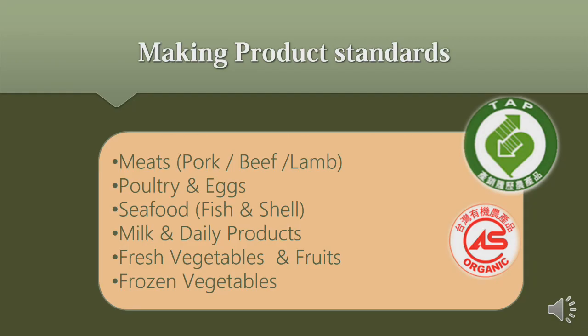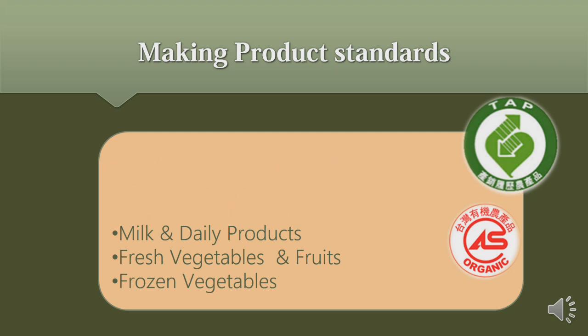Alright, as I said, we are continuing after the meat, poultry, egg and seafood. So we will follow with milk and dairy products, where we consider the Taiwan government's cow standard stick on the bottles. So that is the milk and dairy product standards, and also the TAP and CAS organic for vegetables and fruit.